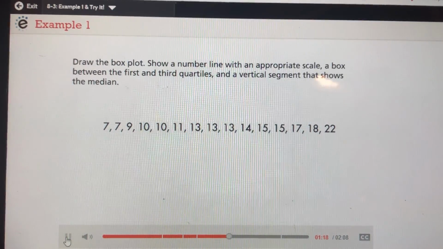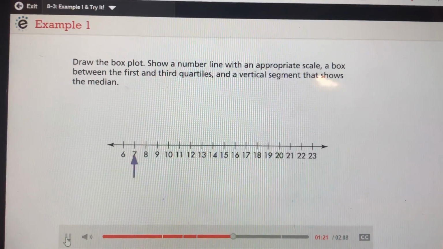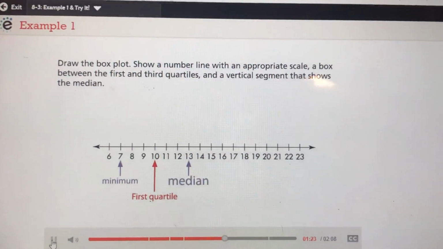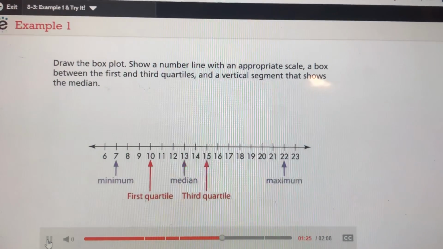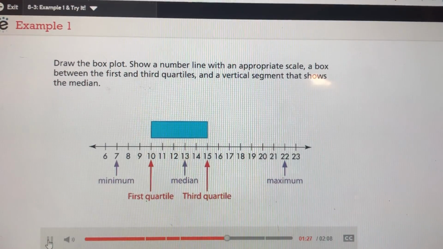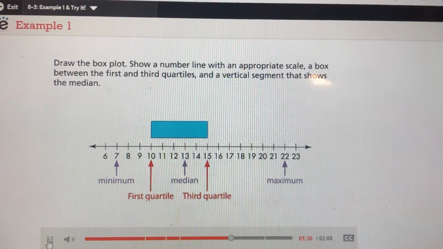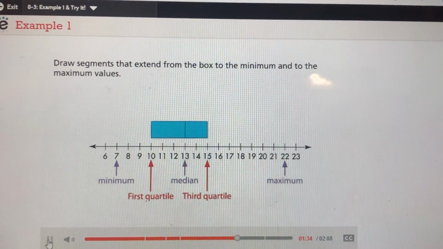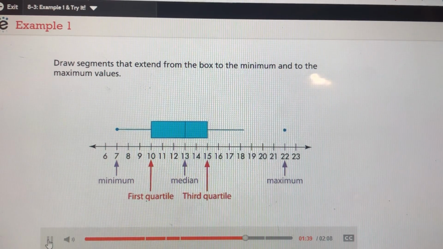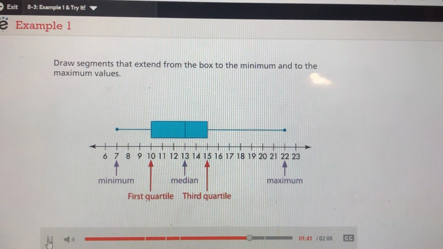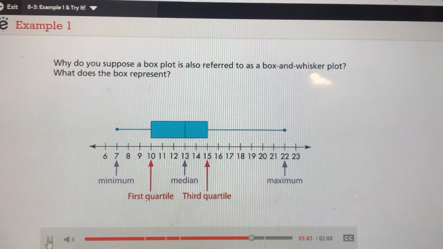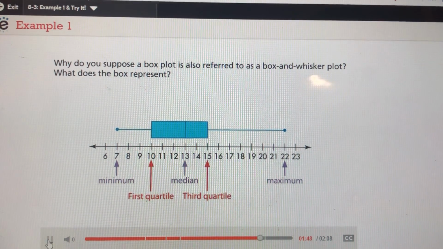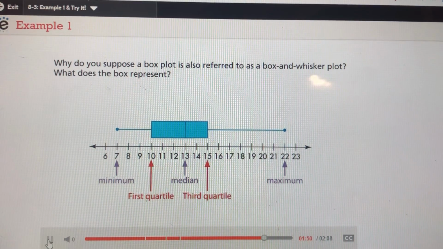Draw the box plot. Show a number line with an appropriate scale. A box between the first and third quartiles, and a vertical segment that shows the median. Draw segments that extend from the box to the minimum and to the maximum values. Why do you suppose a box plot is also referred to as a box and whisker plot? What does the box represent?